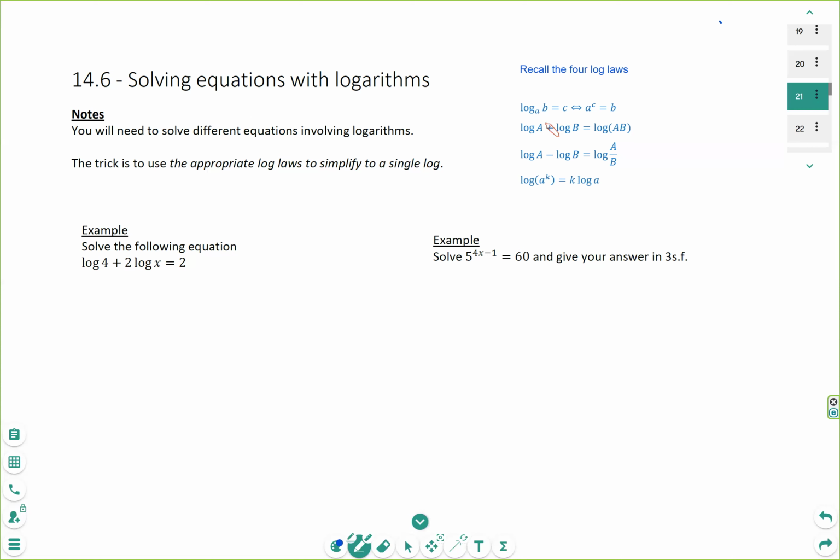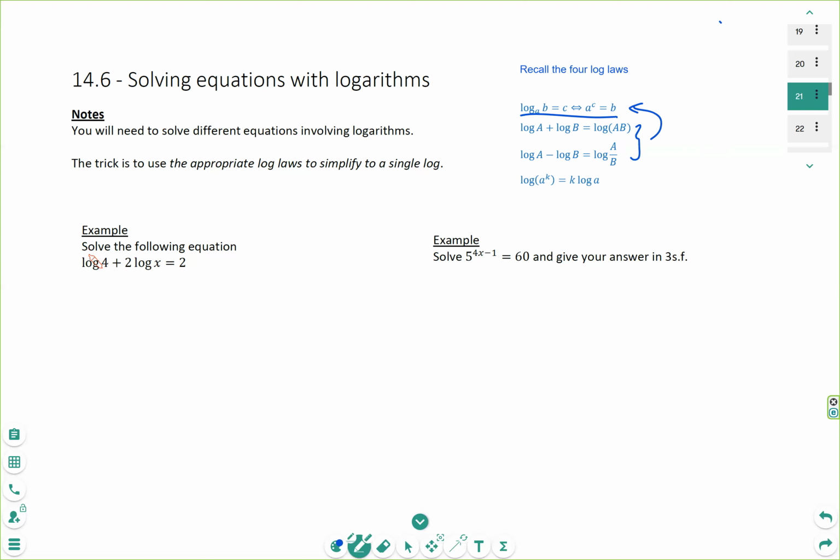Now, log A plus log B helps us to make it into one log. Log A minus log B goes down to one log again. And then what can we do with this? Once we use these laws, usually we can use the final law, the base law, to get rid of the log, because this law helps you to remove the log. That's the main one we can use to get rid of the log as a final step.